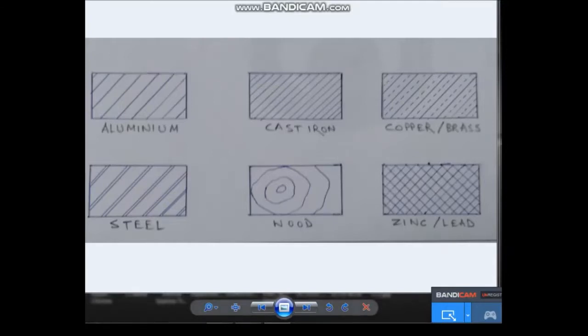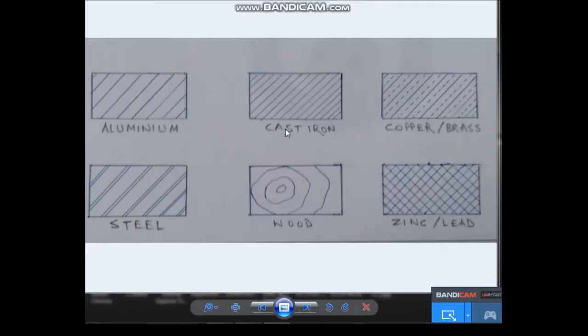Now see the conventional representation of various metals. See, we have drawn the symbols of various metals. First one is aluminium, then cast iron, then copper or brass, then steel, then wood, then zinc or lead. First you draw this rectangular shape of any dimension. Then for aluminium, you draw hatch lines at 45 degrees with equal gaps, maintaining a 2 to 3 millimeter gap. This is for aluminium metal.